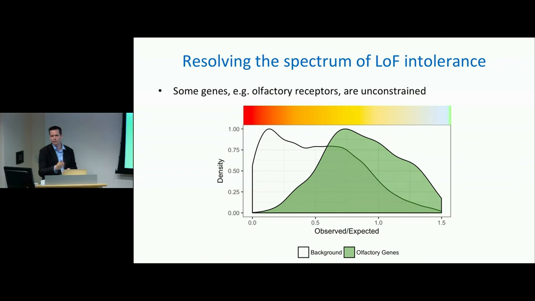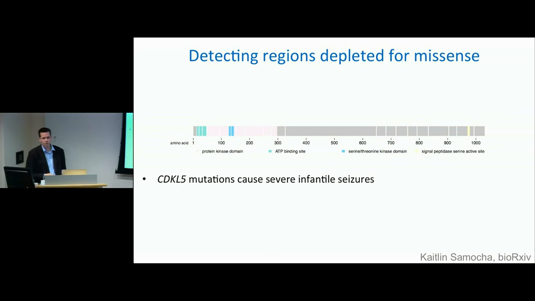And one other thing that I thought is worth mentioning briefly, and this is work that's actually been published by Caitlin, it's up on bioRxiv, is that we can apply this approach not just to entire genes, but also to regions of genes. So to define particular chunks of a gene where there is a depletion of missense variation compared to expectations. Here is one example.